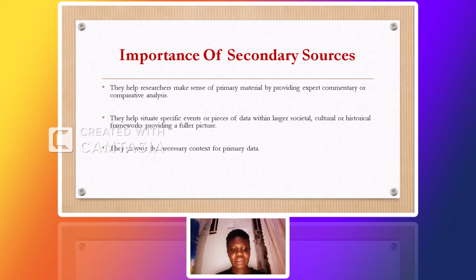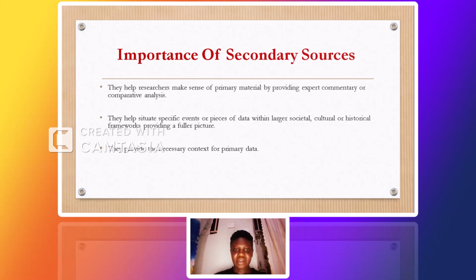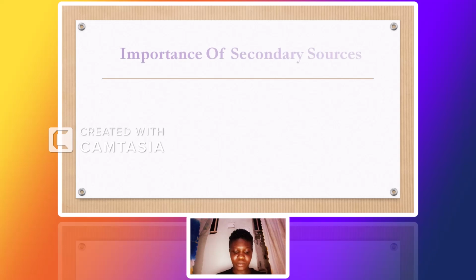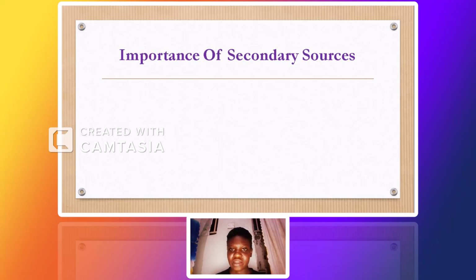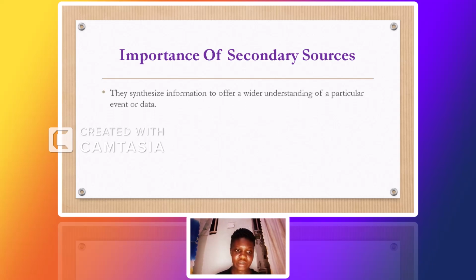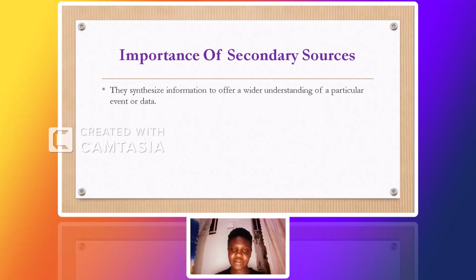So here we see that secondary sources provide better interpretation of the primary data. So that's what we can say about the importance. And let's go to the next importance. Hope you have understood those first ones.